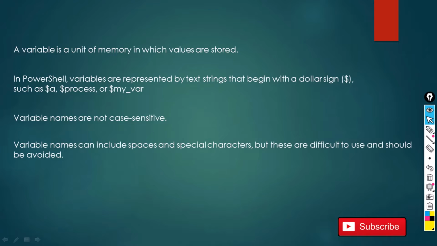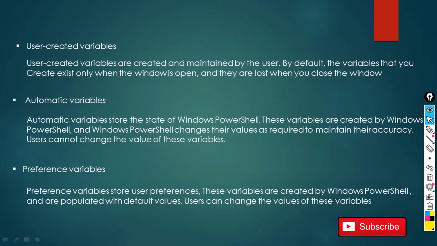So with that, if we look at the types of variables, similar to what we have seen with aliases, there are user created variables, automatic variables and preference variables. So let's go ahead and understand them one by one.